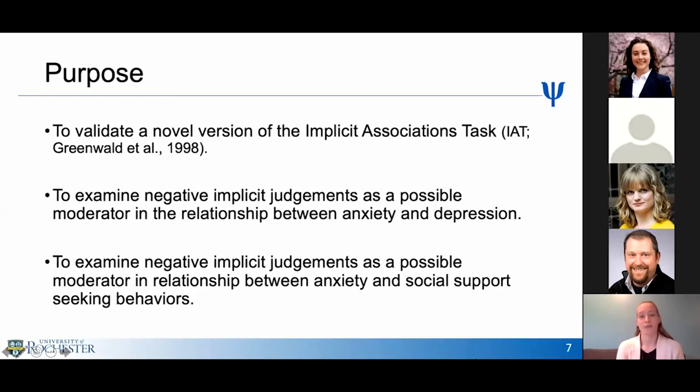So the current study has multiple goals. First, we work to validate a novel version of the implicit associations task, which I'll talk about more a little bit later. Next, to examine negative implicit judgments as a possible moderator in the relationship between anxiety and depression, such that at higher levels of anxiety, negative implicit associations would be associated with higher levels of co-occurring depression. We also sought to examine negative implicit judgments as a moderator between anxiety and social support seeking behaviors, such that high levels of anxiety and negative implicit associations would be associated with reduced inclination to seek social support.